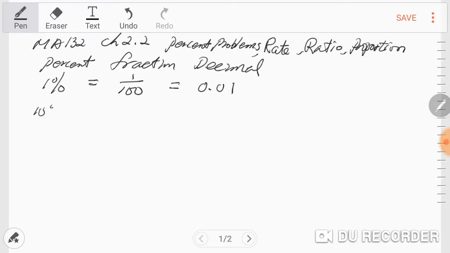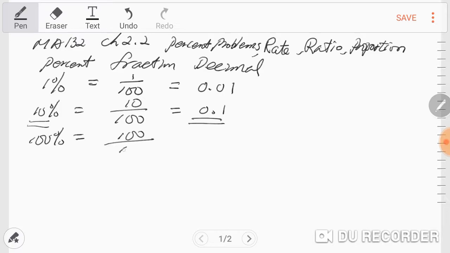And how about 10%? 10% means 10 out of 100. Then the decimal is 0.1. So divide this 10 by 100, and it becomes 0.1. How about 100%? 100% means 100 out of 100, which is 1. So 100 divided by 100 is equal to 1. 1%, divide 1 by 100, 0.01.